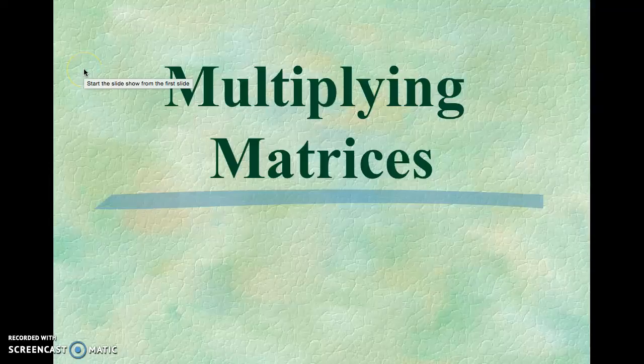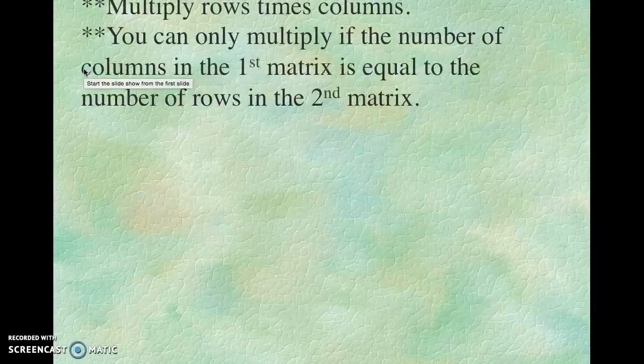Today we're going to start talking about multiplying matrices. So the first thing we need to look at is how we multiply. We're going to multiply the rows times the columns. So you can only multiply if the number of columns in the first matrix is equal to the number of rows in the second matrix. Make sure that is in your notes.